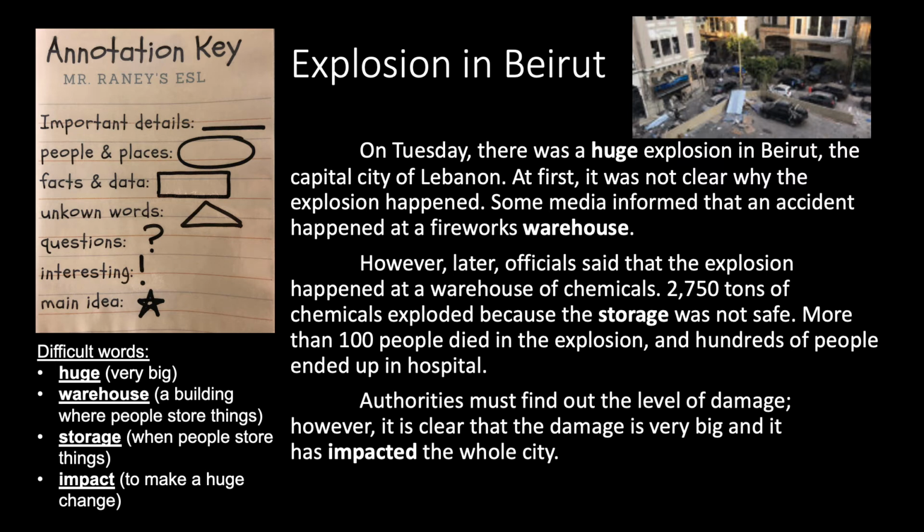At first, it was not clear why the explosion happened. Some media informed that an accident happened at a fireworks warehouse. I think it's important to know where the accident happened, so I'm going to underline at a fireworks warehouse. However, later, officials said the explosion happened at a warehouse of chemicals. Ooh, I think that's important here. I'm going to underline warehouse of chemicals because that's giving us more details that I think are important to understanding what happened.